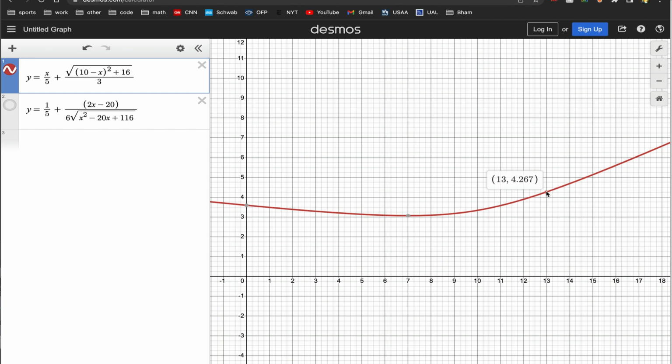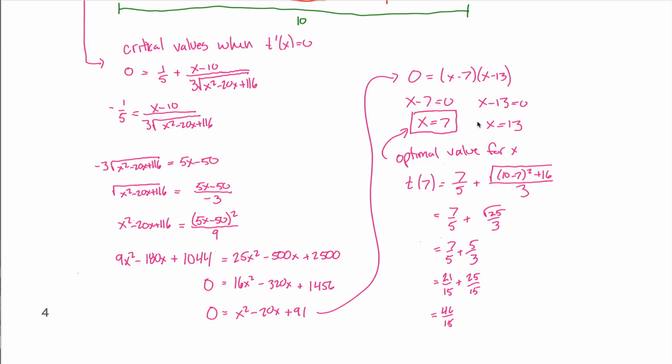Even though critical values could represent a local minimum, a local maximum, or neither, they should at least correspond with the point where the tangent line is horizontal. And clearly right here, it's not. Why? What's going on? What's going on is algebra. We got two solutions here, 7 and 13, for this equation, but they're not both solutions.